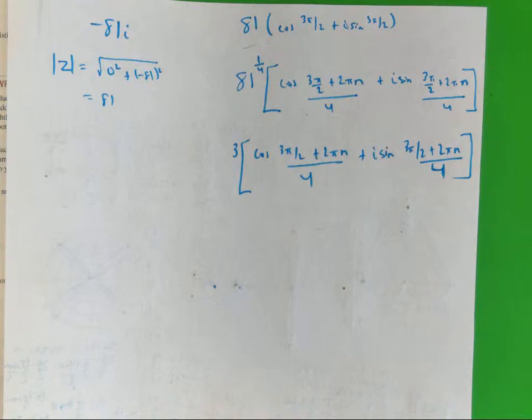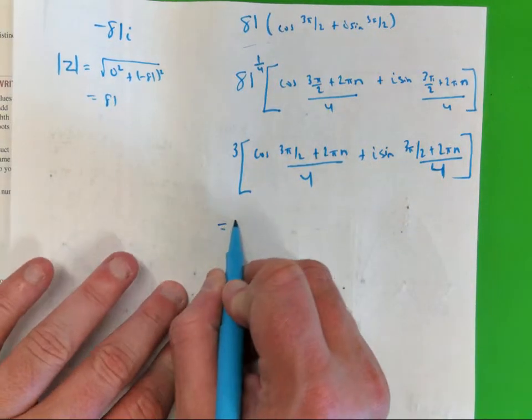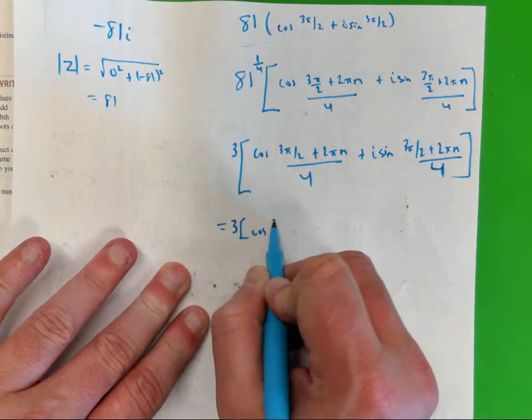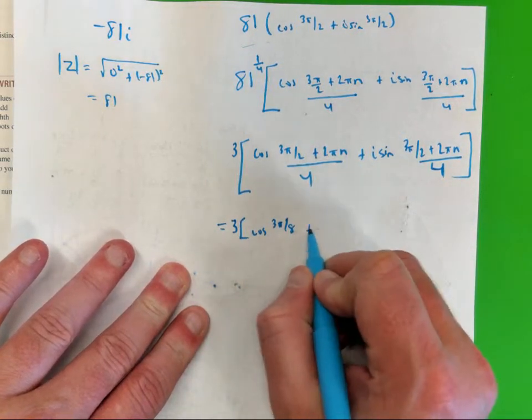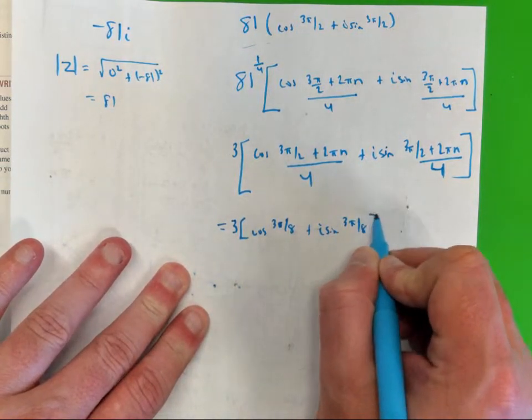Alright. I plug 0 in. 2 pi times 0 is 0. So I got 3 pi over 2. What's 3 pi over 2 divided by 4? 3 pi over 8. Are you going to have to break that down any further? We usually won't have to break it down anymore. So the first one will be 3 times cosine of 3 pi over 8 plus i sine of 3 pi over 8. That's my first root, so that's one answer.